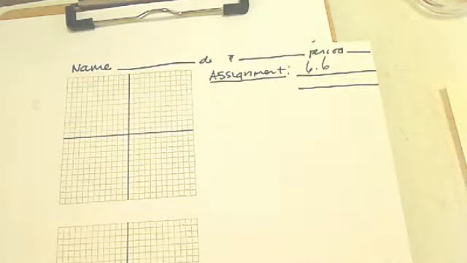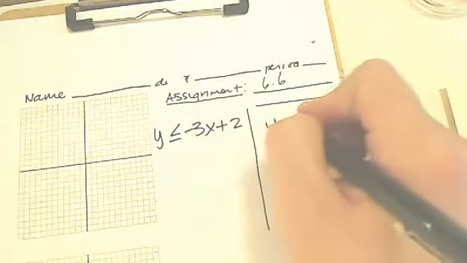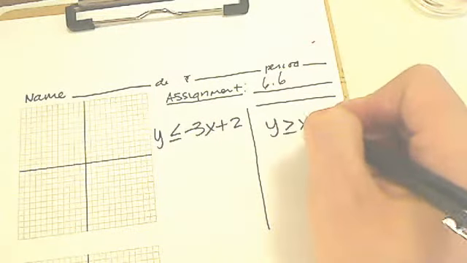Now, let me go ahead and jump right in, please. Their first equation is as follows. Y is less than or equal to negative 3x plus 2. Y is greater than or equal to x minus 1.